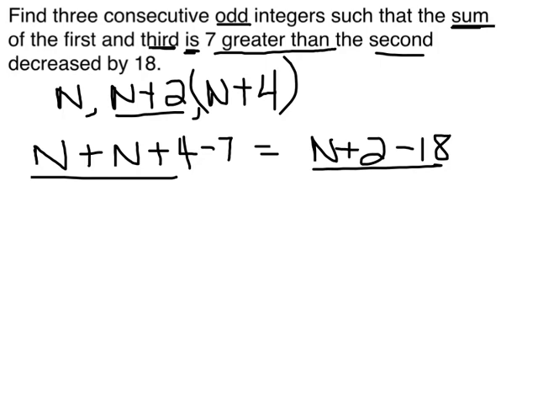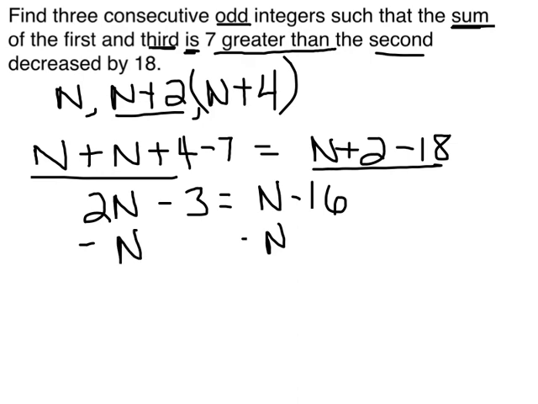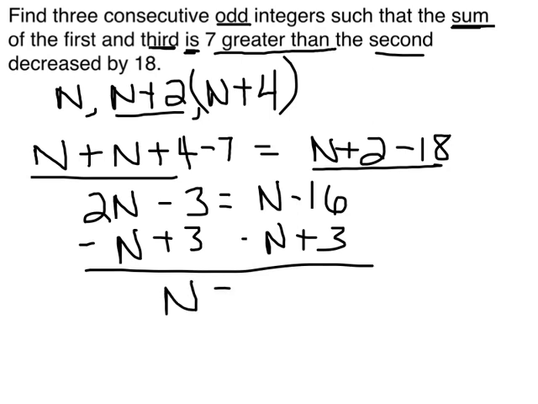So then I add my like terms. n plus n is 2n, and 4 minus 7 is negative 3, equals n minus 16. And again, I'm going to move things around like they need to be. And I get n is equal to negative 13. Again, negative 13 plus 2 is not negative 15, it is negative 11. And then the third would be negative 9.